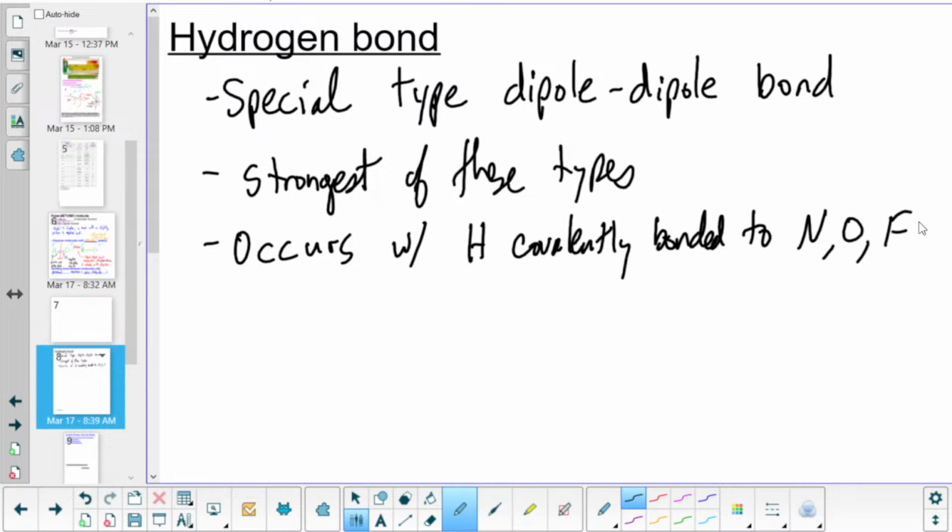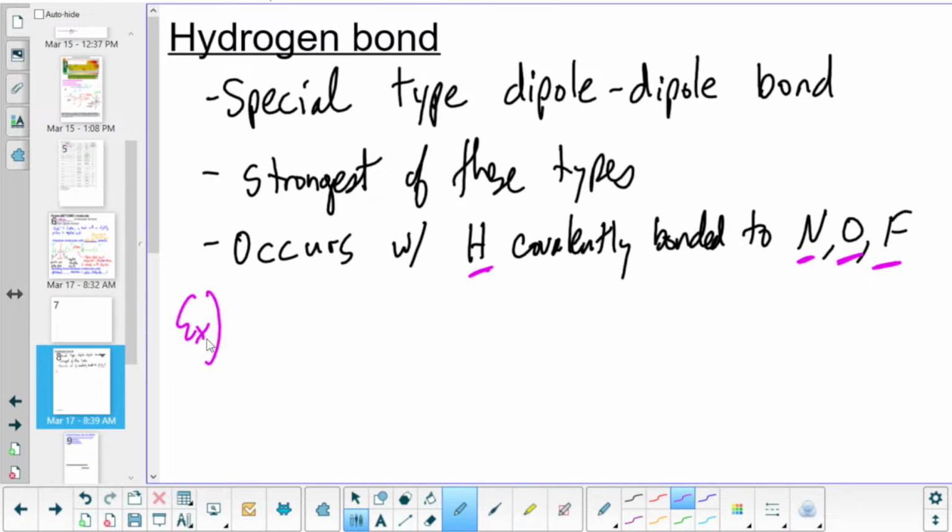Okay. I am going to discuss the hydrogen bond. It is just a dipole-dipole bond, but it occurs when hydrogen is bonded with our most electronegative elements. So it's a very, very strong dipole-dipole bond. It only occurs when hydrogen is covalently bonded with either nitrogen, oxygen, or fluorine. So it is just a dipole-dipole bond.